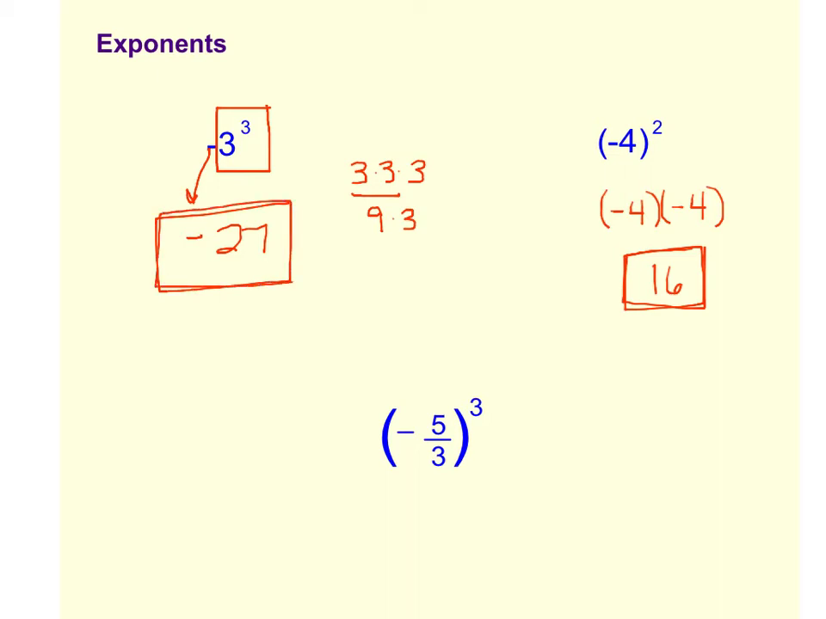So if you have a negative inside your base, or inside parentheses, deal with a negative base. If you have no parentheses, do your exponent first, and then the negative gets tacked on in the end.